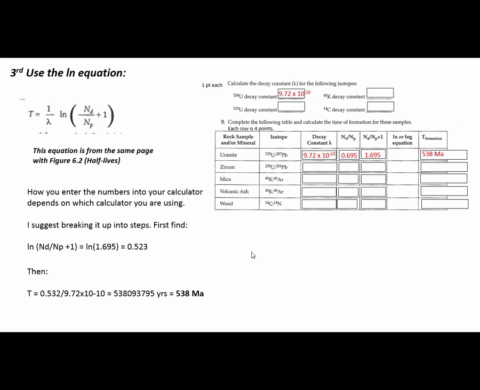At any rate, that's how we walk through these problems. We'll complete the same steps for zircon, for the mica samples, for the volcanic ash, and for the wood. I'm curious to see what you come up with.